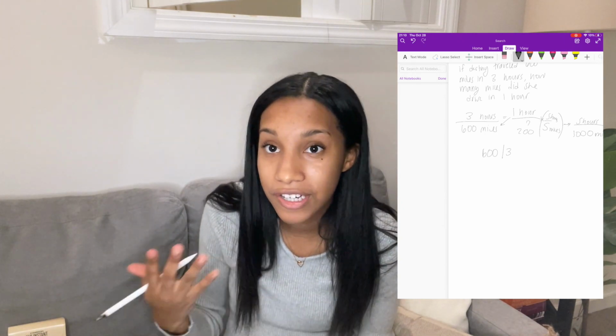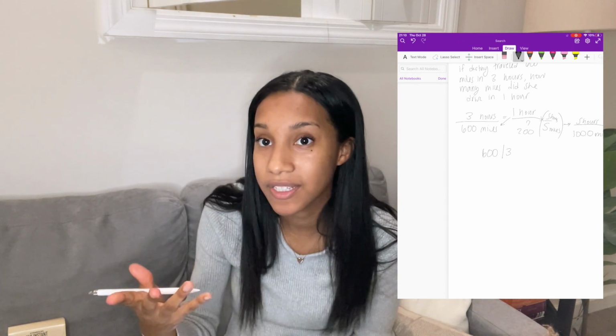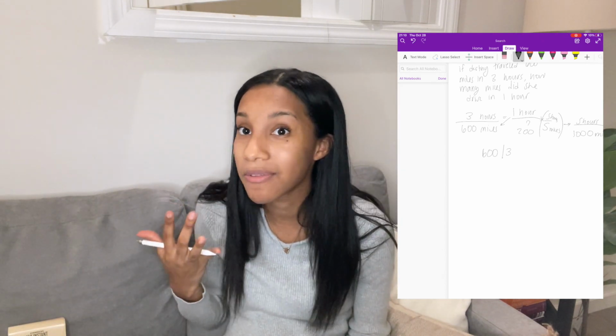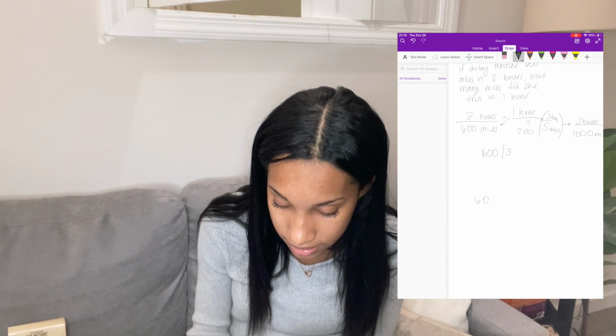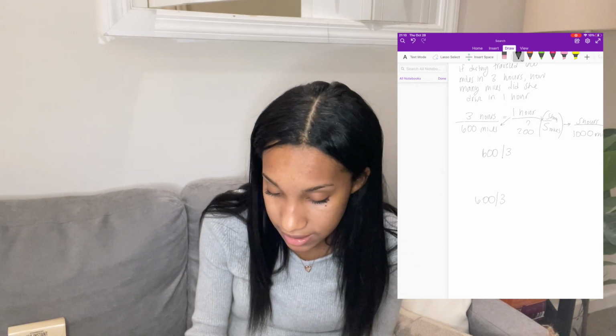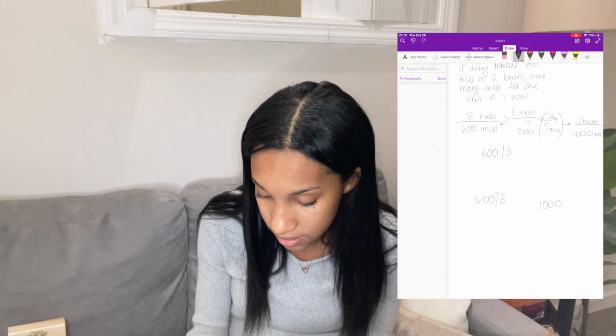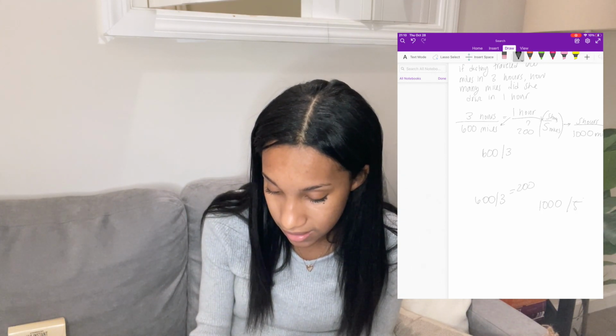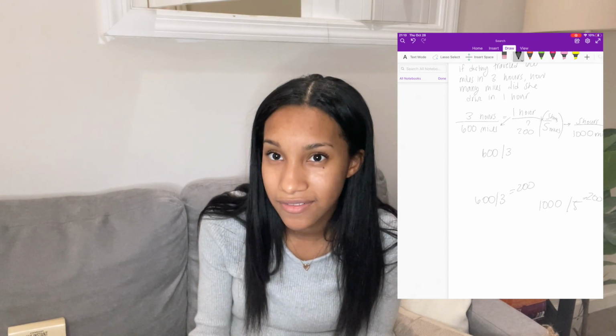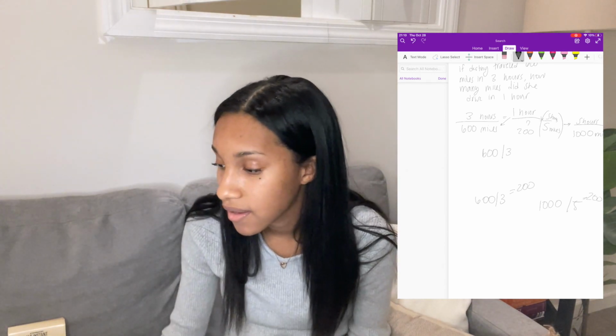Again, you could know if your proportions are equal. If you plug them into the calculator and they end up being the same, then you know you have the right answer. So if we did 600 divided by 3, it's going to equal the same as 1,000 divided by 5. Those both equal 200. So you know you had the right answer, because you know your proportions are equal.